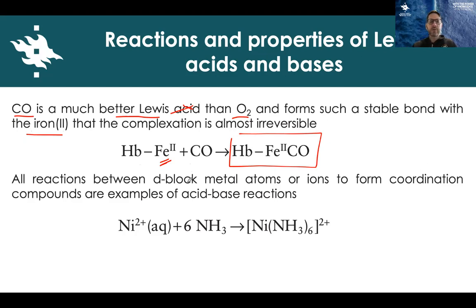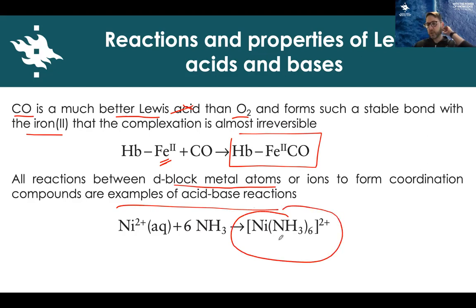And all the reactions involving metal atoms of the D block forming coordination compounds that we will see in more detail later in the course are all examples of acid-base interactions. So the formation of this kind of coordination compound, for example, nickel with 6 amine ligands, is an example of acid-base interaction in which the metal cation acts as a Lewis acid, and the base in the amine molecules here acts as a Lewis base.